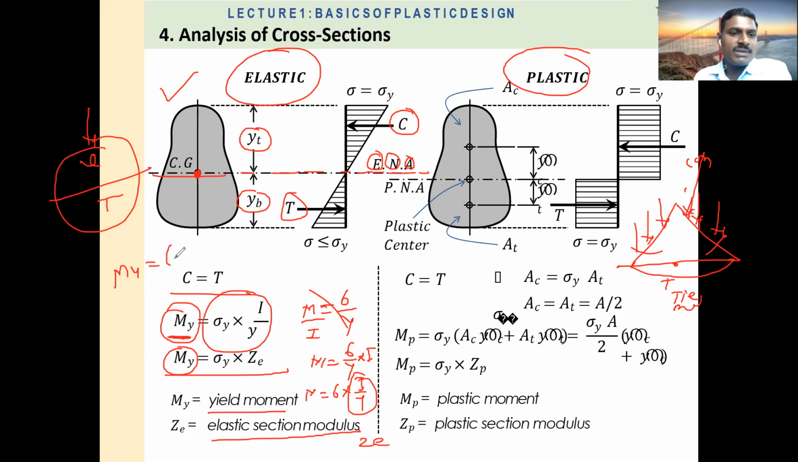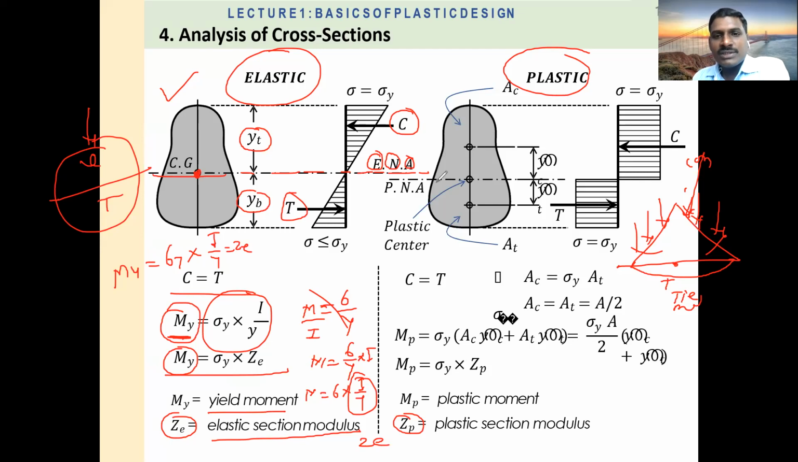M is equal to sigma y into I by y, which means this is ZE, the elastic section modulus. Similar to ZE elastic, here ZP is the plastic. We have done the elastic moment. Similarly, now we can go to the plastic. This is again one body.